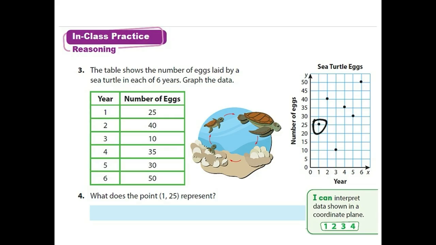All right, you should have said something like this. In year 1, the sea turtle laid 25 eggs. All right, so something like that. All right, and of course your can statement, I can interpret data shown in a coordinate plane.